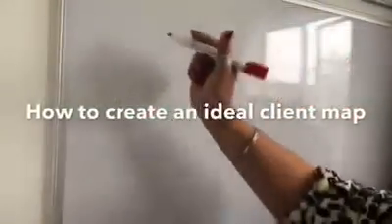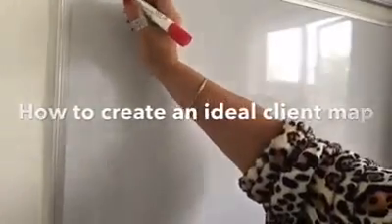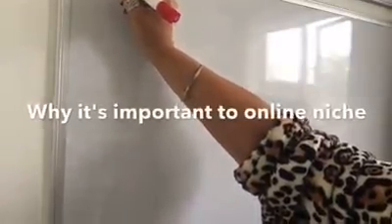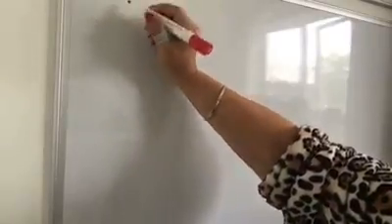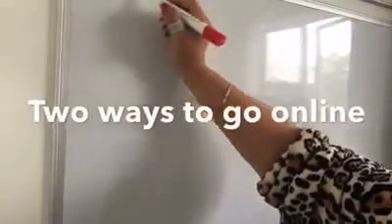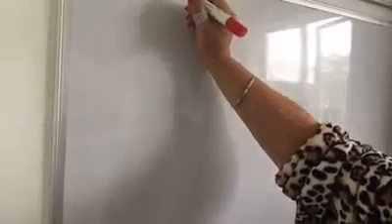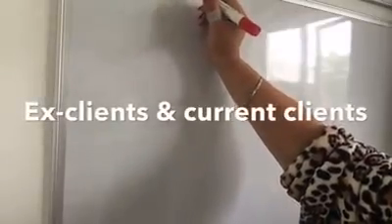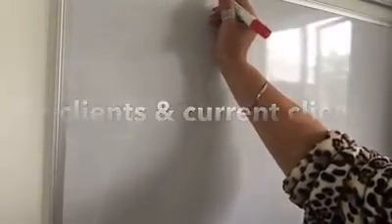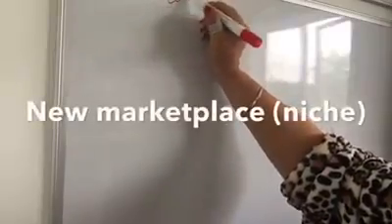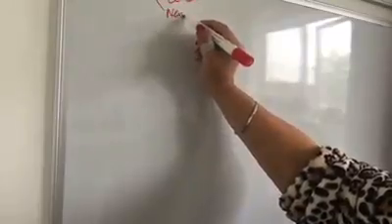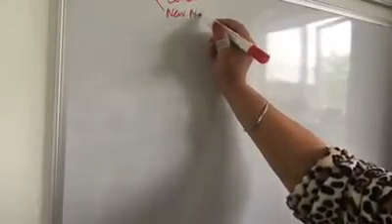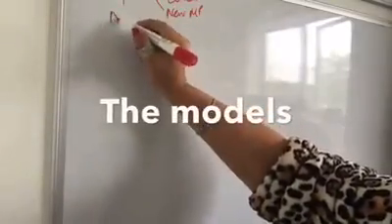Hey, so we're starting with the blank board for a change. We've already covered things like offline, which is kind of where our focus is at the moment on these funnels. And we've looked at when we go offline, you can either go with ex-clients and current clients, and that's a very quick way to set up an offline, or you're going completely into a new marketplace. And if you're going into a new marketplace, then you need to look at niching.